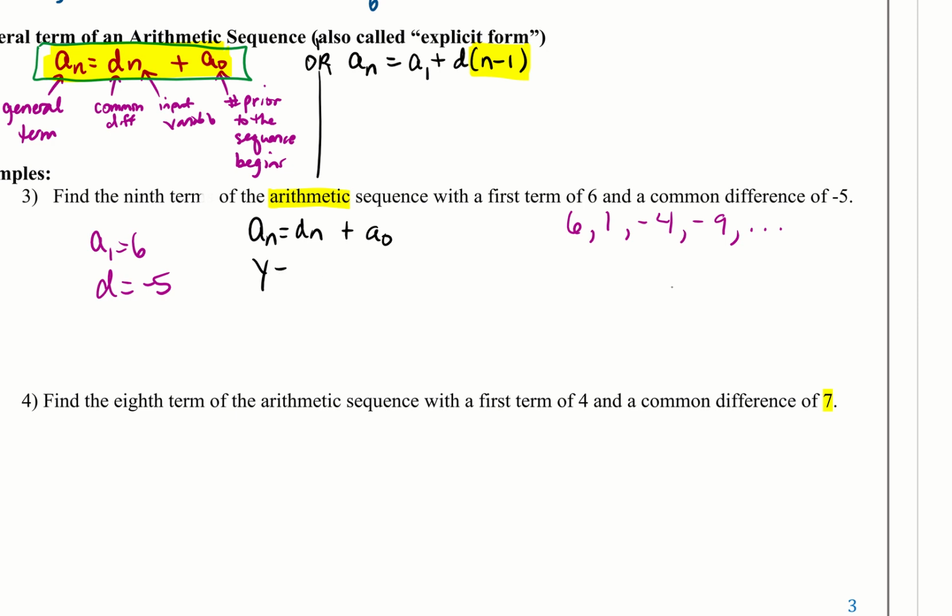So in this strategy where I use this one, a sub n is equal to the common difference, or my slope, of -5 times n. That's my input variable. A sub 0, this one's a sub 1. So a sub 0 would be before the list begins. So if I move to the left, instead of taking 5 away, I would add 5.